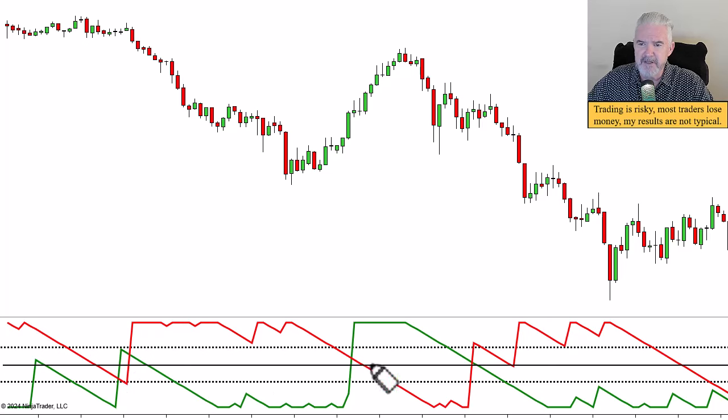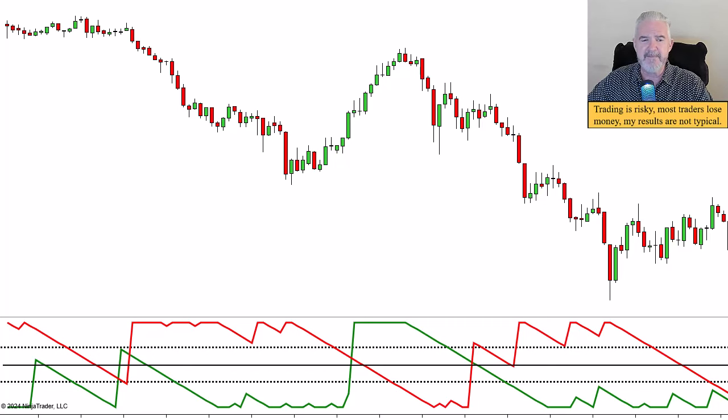One other thing I want to show you is we've got three levels here. We've got the mid-level, which is 50, and then we've got 70 up here, and we've got 30 down here. And the Aroon indicator is a bounded indicator. It can only go up to 100 and down to 0. So, okay, we've got those three horizontal lines.